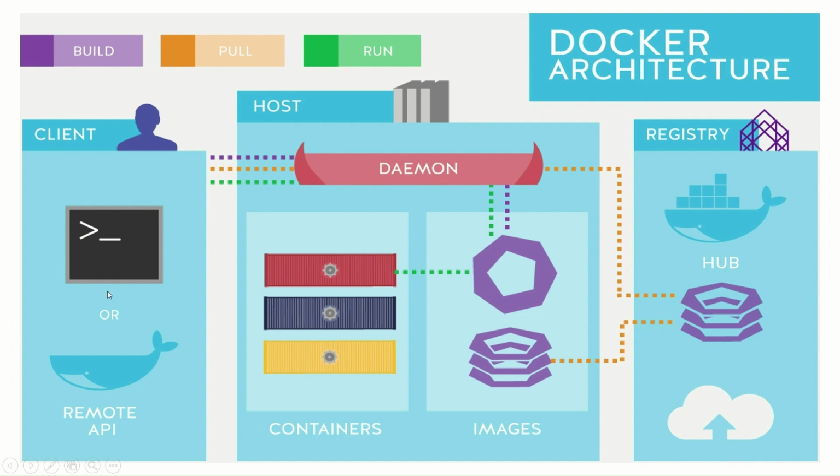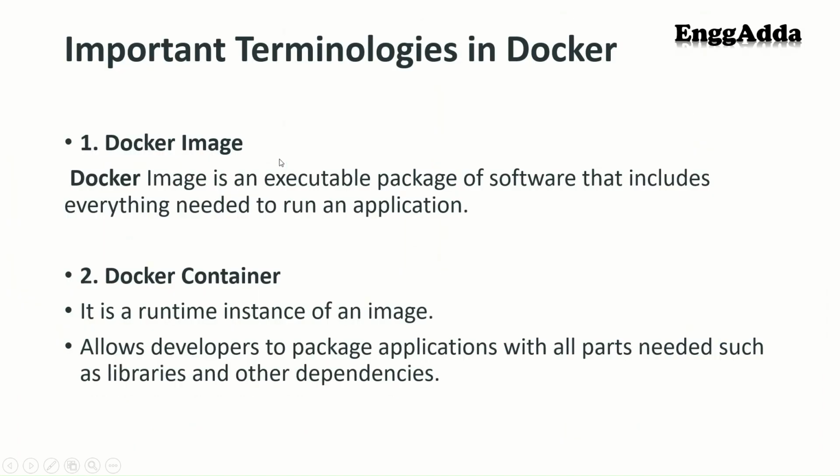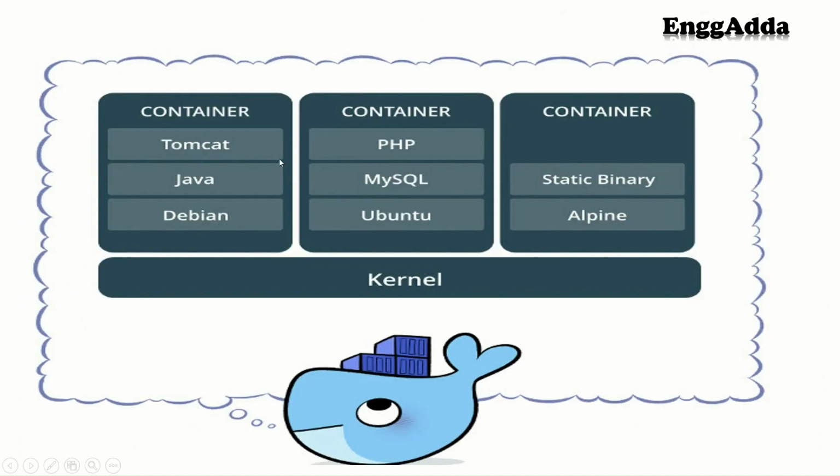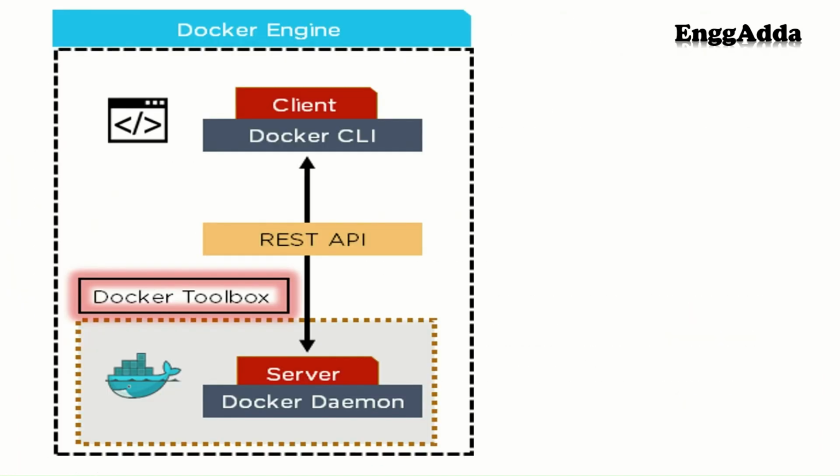So client is a command line interface where we can run some commands, and using the APIs we can communicate with the Docker daemon or Docker host. So this is the Docker engine. It's composed of the client, APIs, and the host. Now coming to the next thing, this is how it looks like.